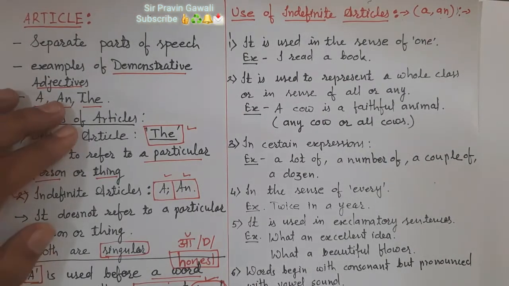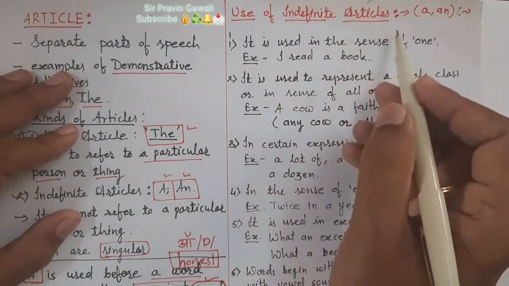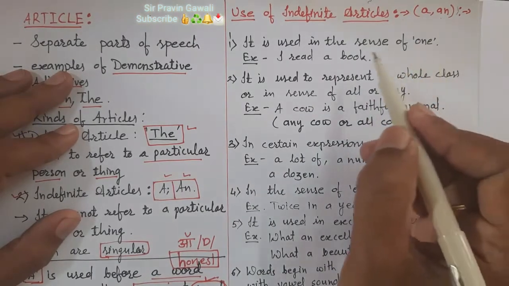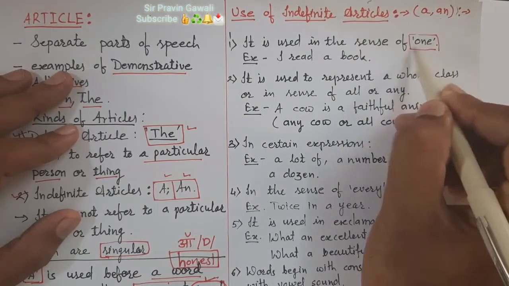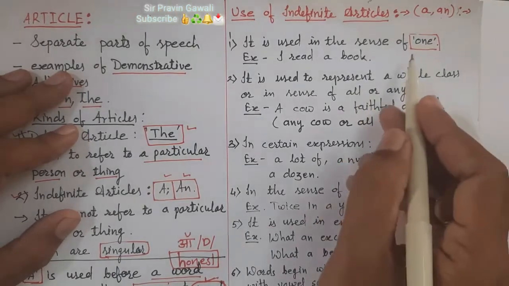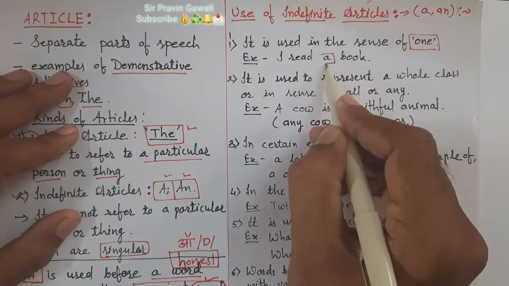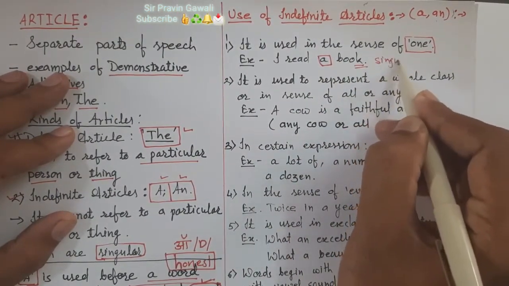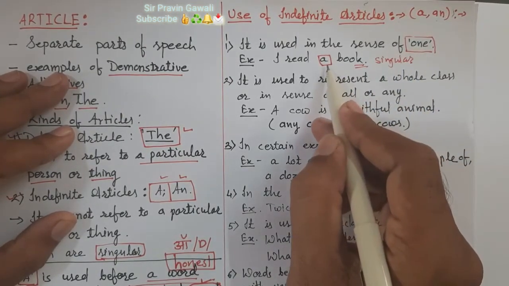Okay. Now let's learn the uses of indefinite article, a and an. Most of the time it is used in the sense of one. It means that if you want to refer to a singular noun or a thing, then we will use a. For example, I read a book. Book is singular. So here we have used the article a.